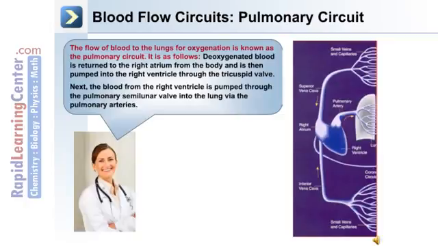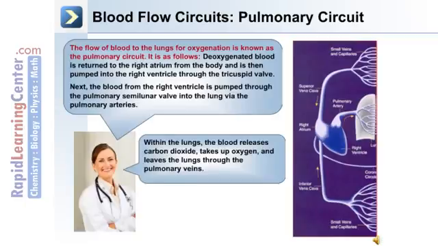It's as follows. Deoxygenated blood is returned to the right atrium from the body and is then pumped into the right ventricle through the tricuspid valve. Next, the blood from the right ventricle is pumped through the pulmonary semilunar valve into the lungs via the pulmonary arteries. Within the lungs, the blood releases carbon dioxide, takes up oxygen, and leaves the lungs through the pulmonary veins.